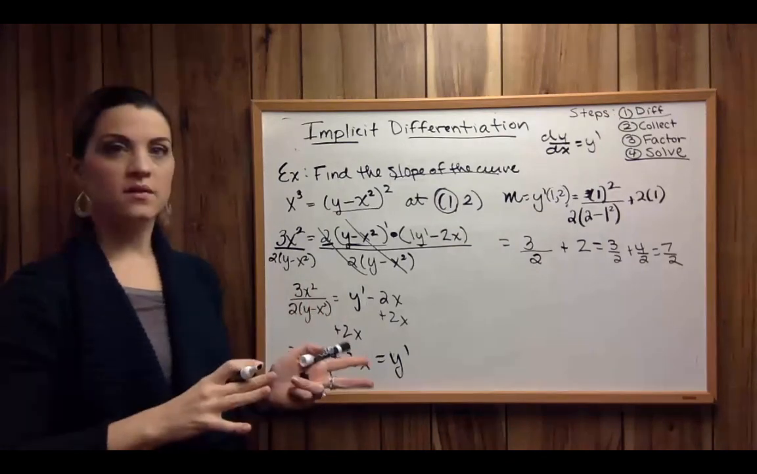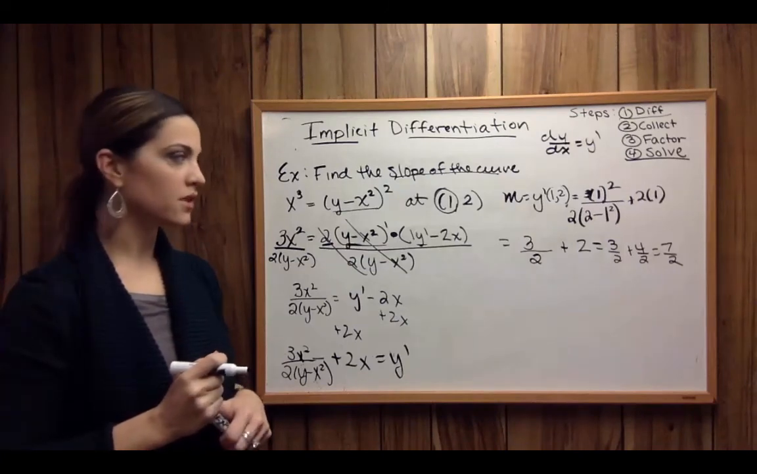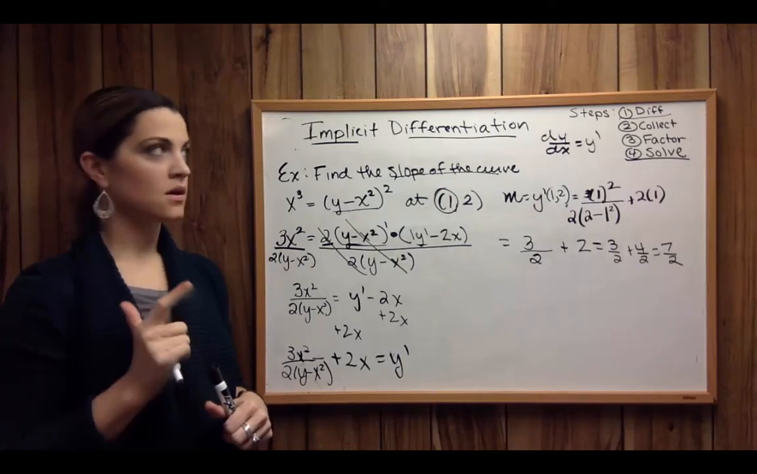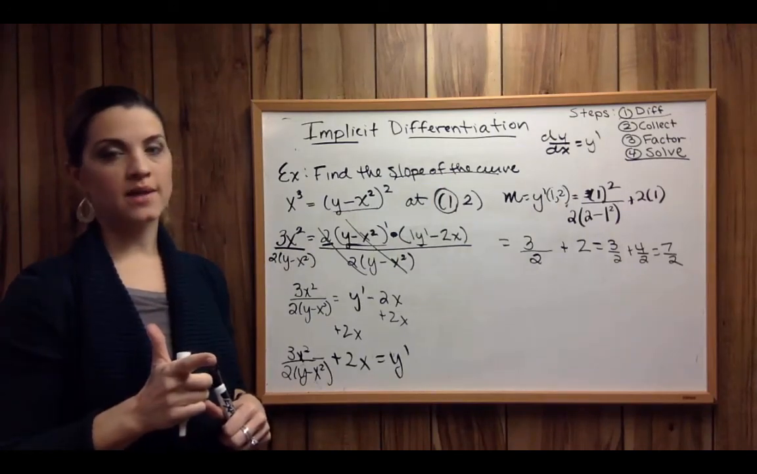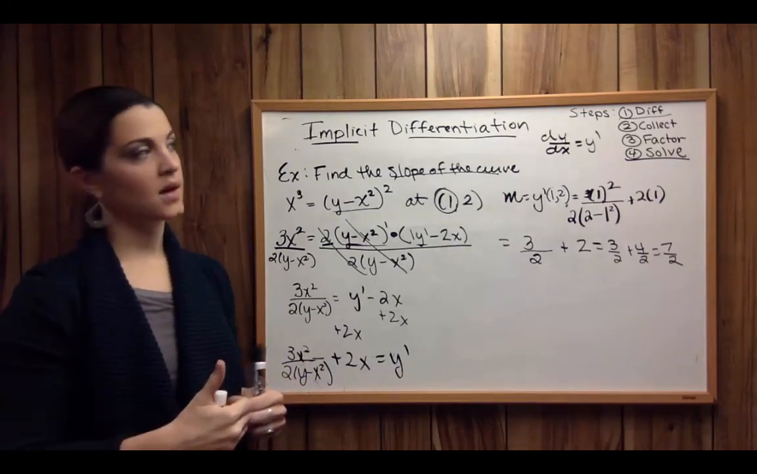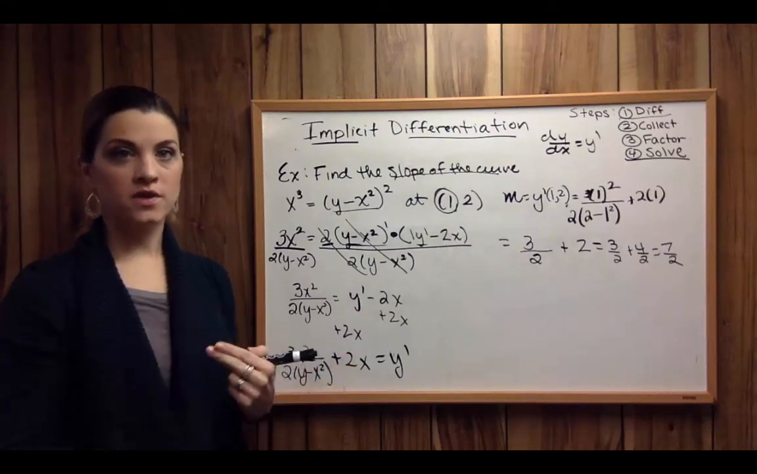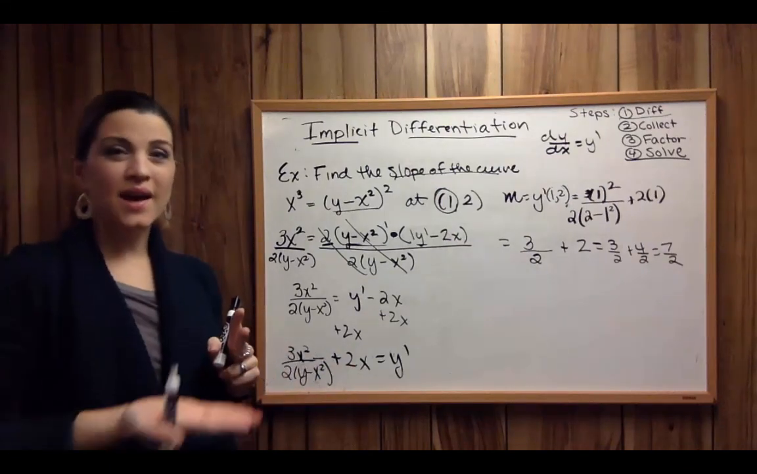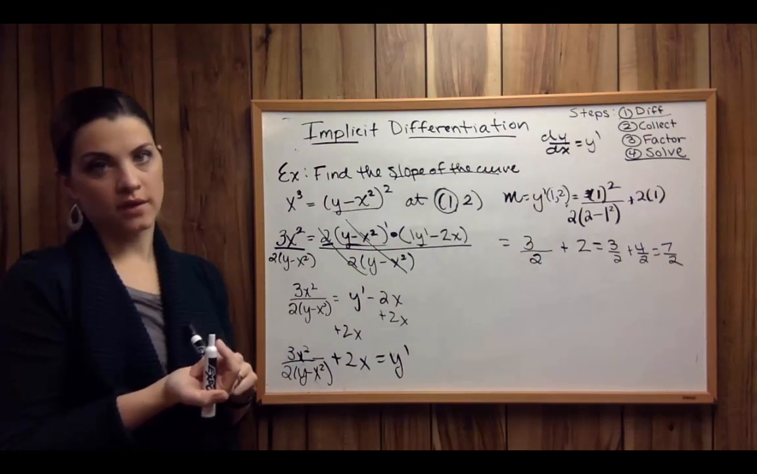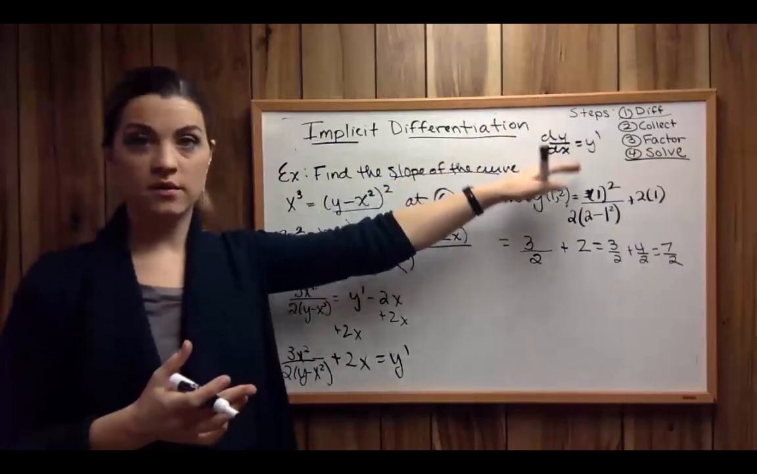I recommend pausing the video, going back, making sure you understand how we got through all of this material. Again, differentiate everything with respect to x. Collect all your y primes, your dy/dx's, to one side. Factor out that y prime, and then solve for it. If the question asks for slope at a point or equation of tangent line, you have to substitute the x and y value into the derivative in order to find that value. Same format, same procedure every time.